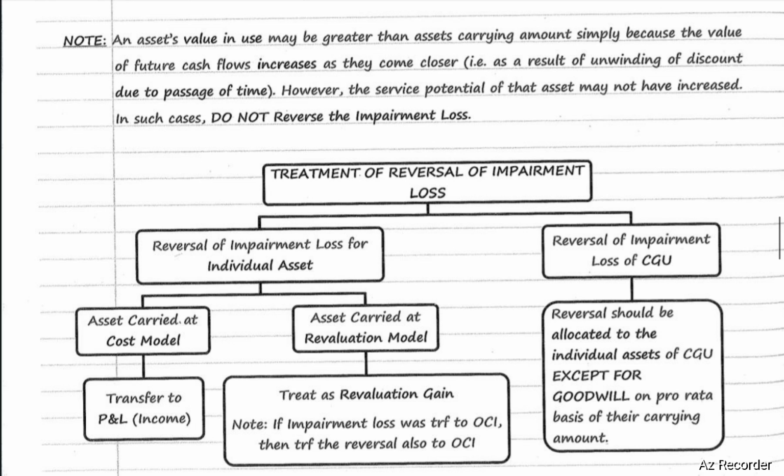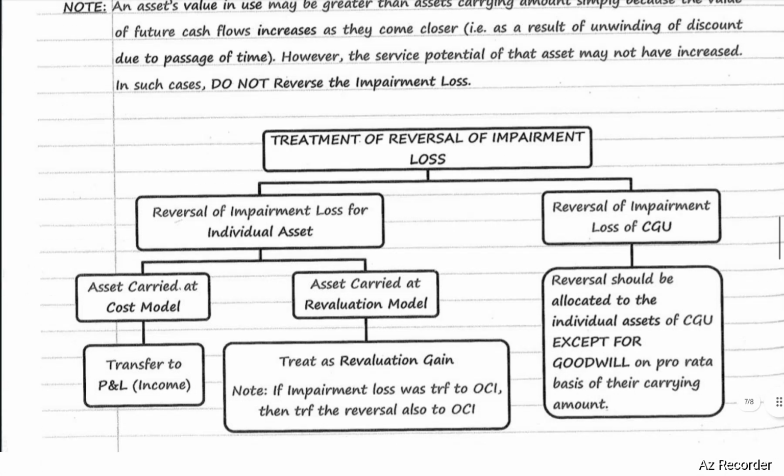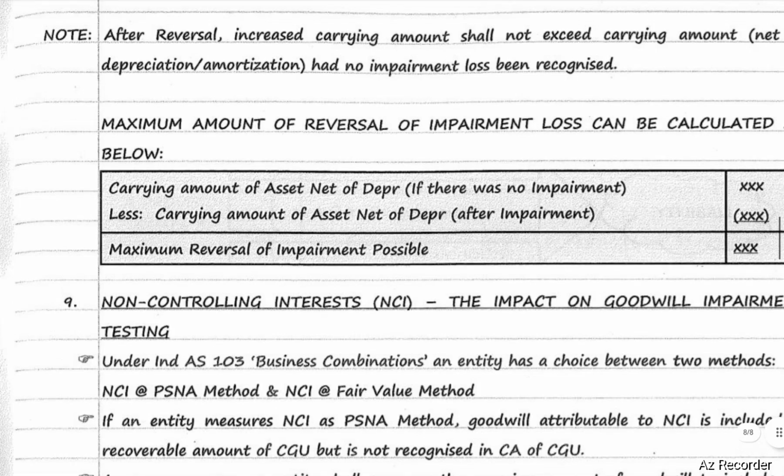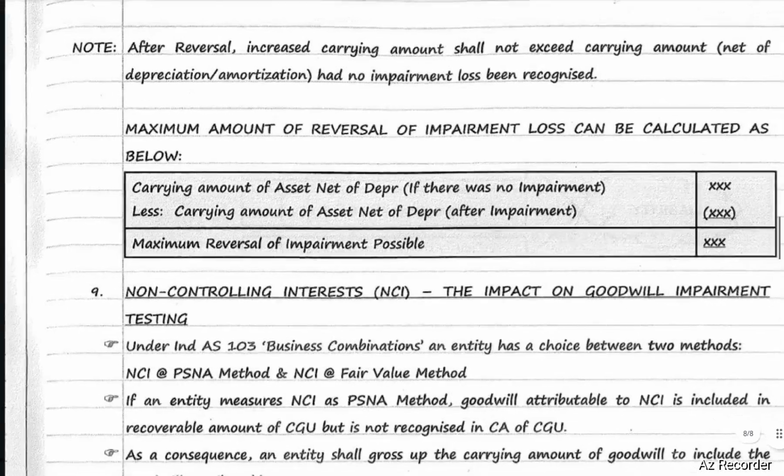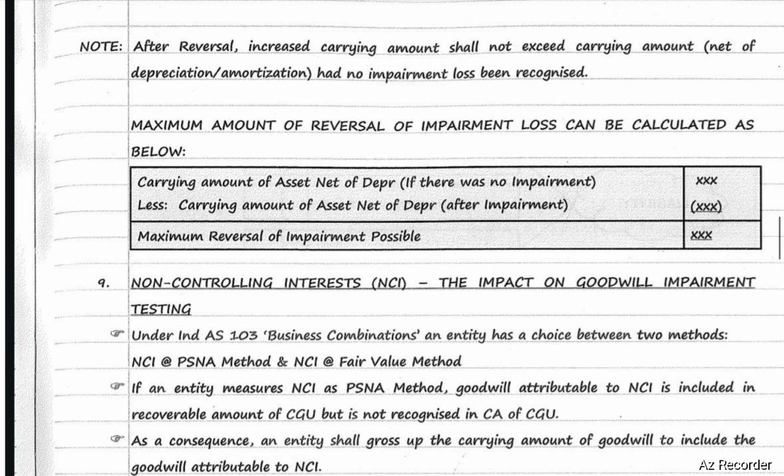Reversal of impairment loss of CGU. Reversal should be allocated to the individual assets of CGU, except for goodwill, on a pro rata basis of their carrying amount. After reversal, the increased carrying amount should not exceed the carrying amount net of depreciation or amortization had no impairment loss been recognized.